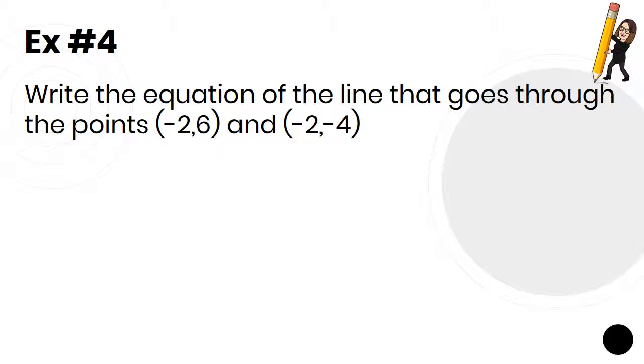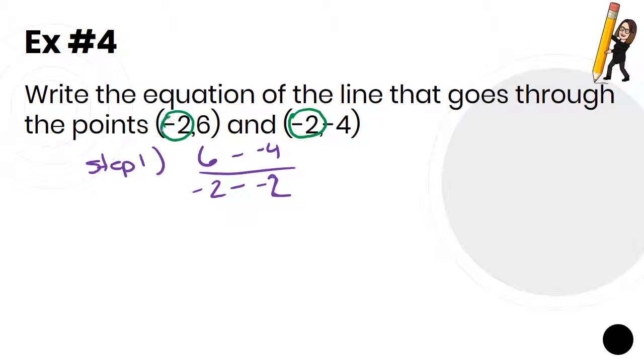Going into this example, take a look. If I started finding the slope, step 1, I have 6, -4, and then I see -2, -2. Just writing that tells me my x values are both -2. Let's say you didn't see that right away and you kept solving. You would have 10 over 0, which is a no. So that means my m is undefined, which means it's a vertical line.